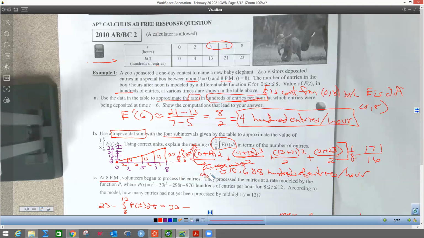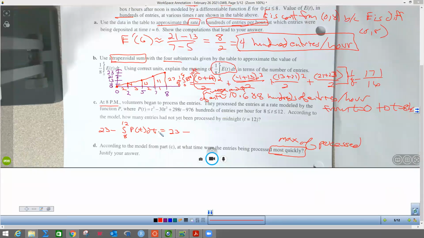The average amount of entries is approximately 10.688 hundreds of entries per hour from t equals 0 to t equals 8 hours. That is how you would write that answer. Okay, so that's a pretty tough problem. Now, if you wanted to answer this better, remember we got hundreds here, so you could move this decimal place over and say about 1,069 entries per hour was the average from 0 to 8. So there's some stuff you have to think about when you're doing these problems.